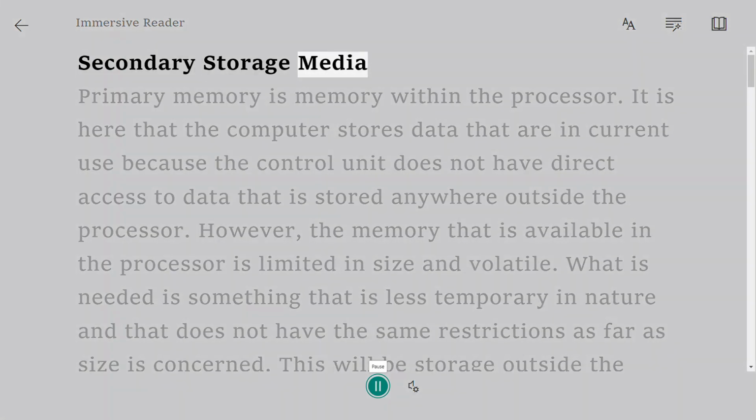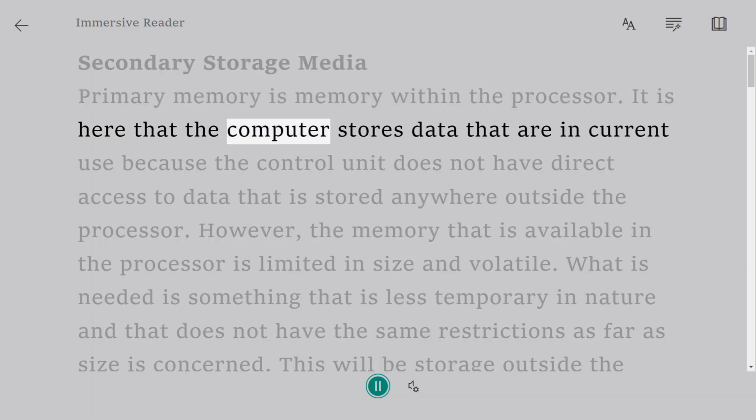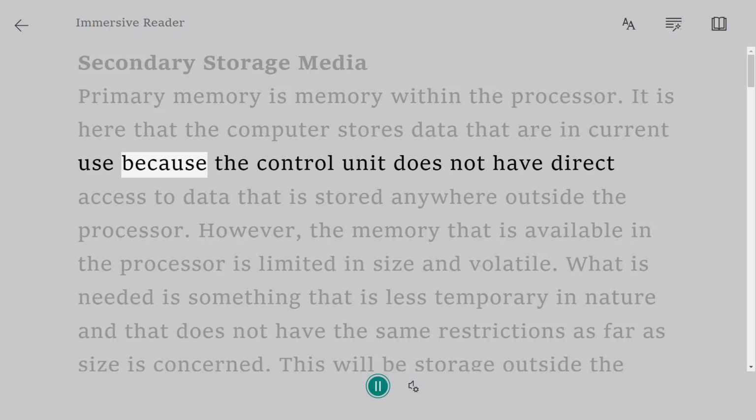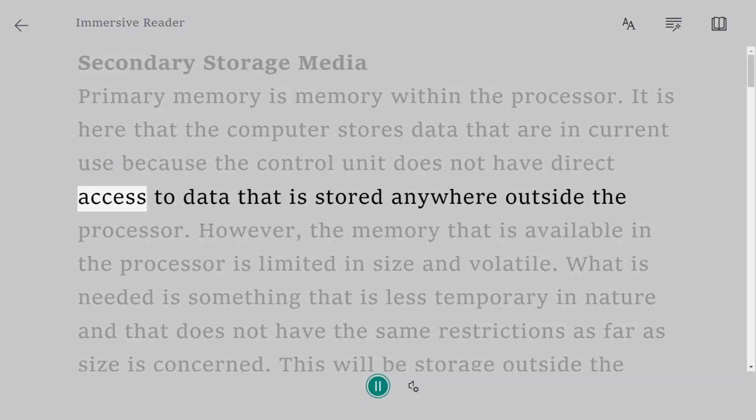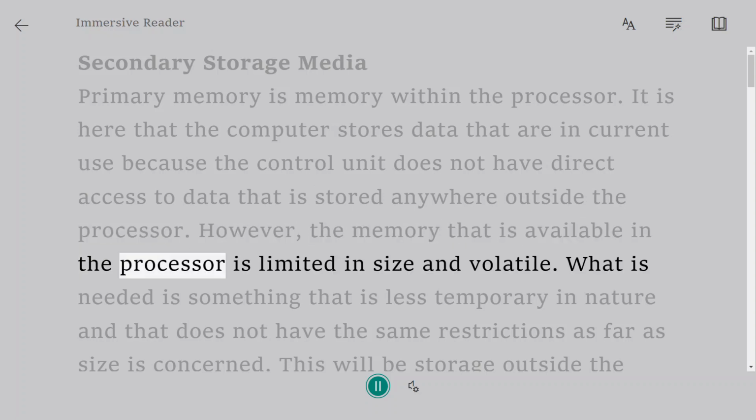Secondary storage media. Primary memory is memory within the processor. It is here that the computer stores data that are in current use, because the control unit does not have direct access to data that is stored anywhere outside the processor. However, the memory that is available in the processor is limited in size and volatile.